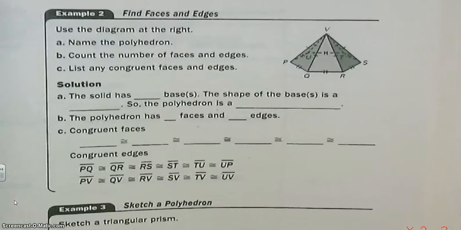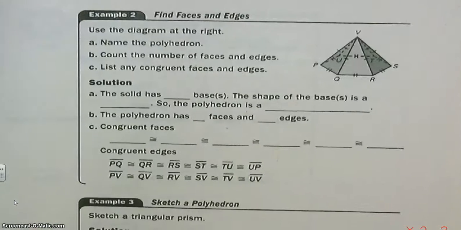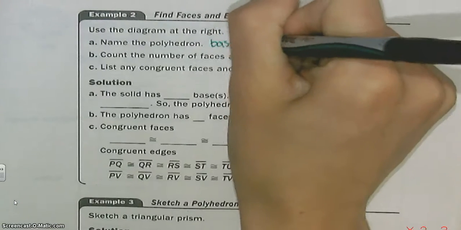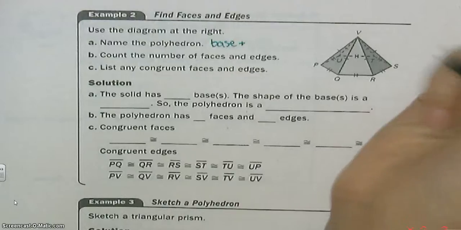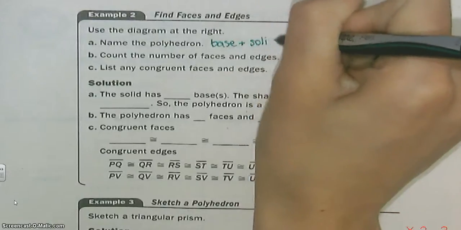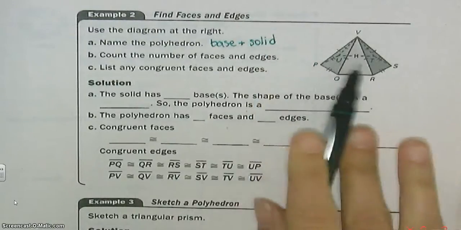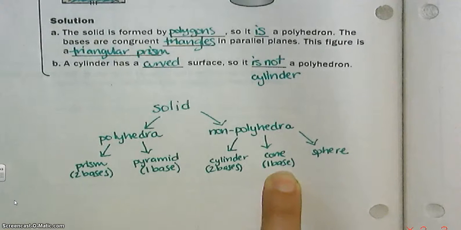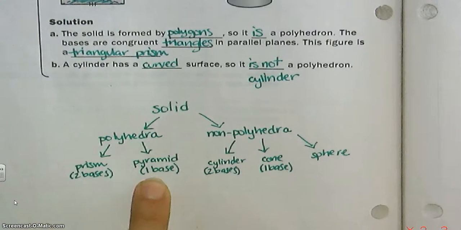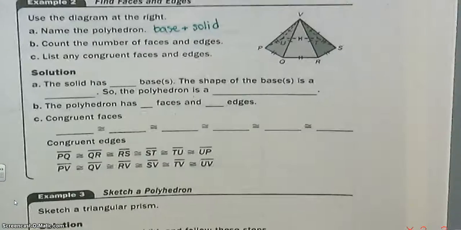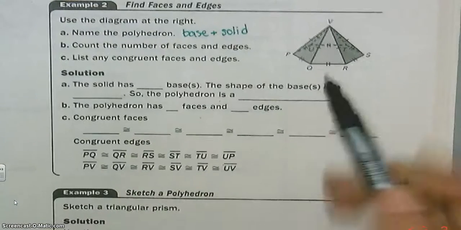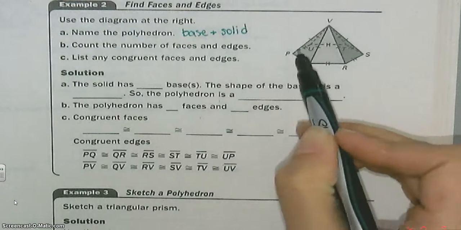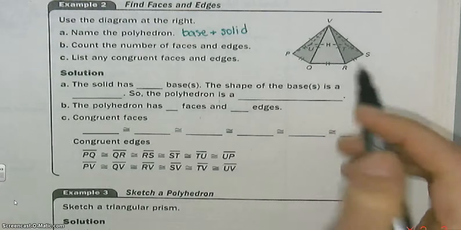So let's take a look over here. Name the polyhedra. All right, so you always do the base plus the solid. That's how you name it. So notice we only have one base. So look over here, this is either a pyramid or a cone, and everything is straight, not curved. So this is a pyramid. Well, what kind of pyramid is this? Well, what's the base? The base appears to be a 1, 2, 3, 4, 5, 6-sided shape. So that's a hexagon.